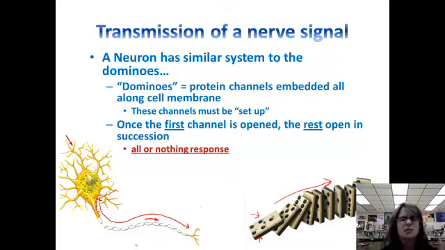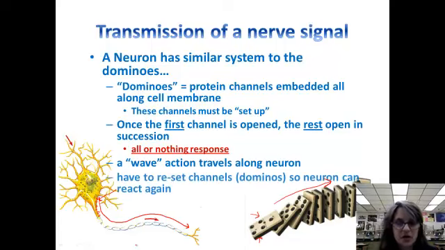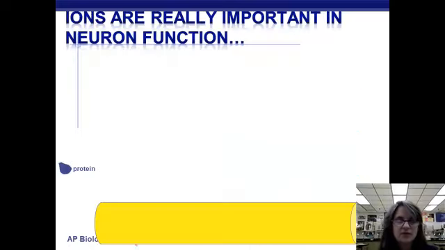Now, I know you're like, opening for what? Well, we'll talk about that in just a minute. But understand, it's all or nothing. If we don't have enough stimulus to activate the first channel, none of the rest will open. But if we do, a wave is going to pass through all along the length of the neuron. And then we will have to reset the channels to be like they were in the beginning in order to do the impulse again. All right.